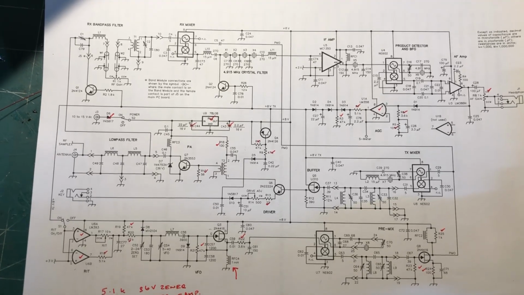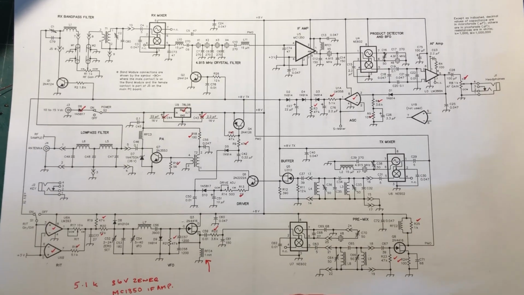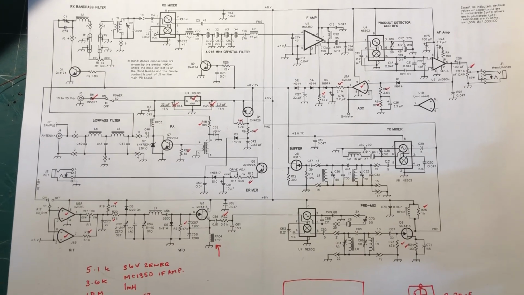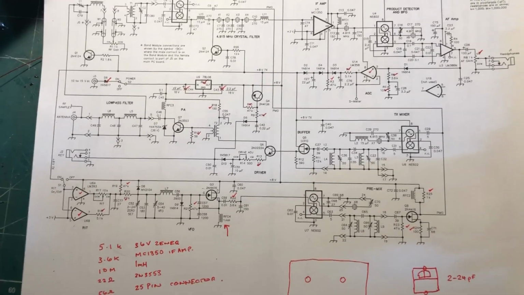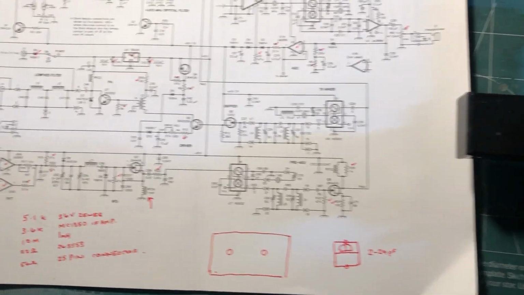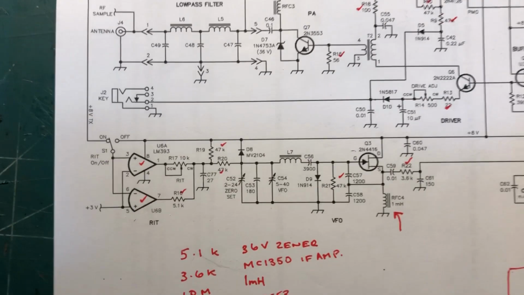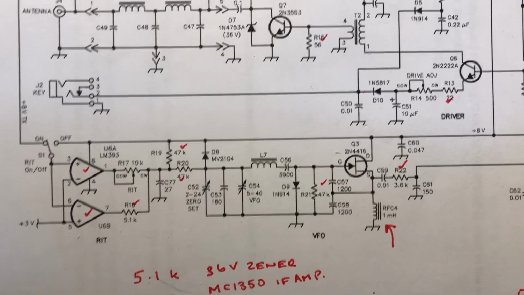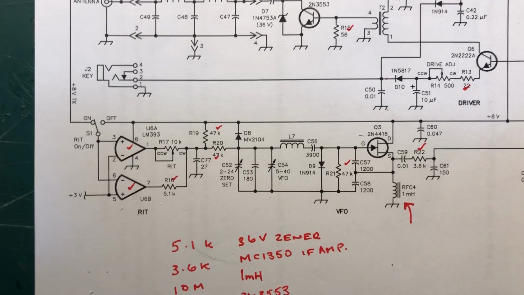So here's the circuit diagram. It's a QRP rig, as I mentioned. It uses SA602s as the mixer, and it includes an MC1350 as IF amplification. The IF itself is 4.915 megahertz. The VFO is a FET-based VFO. You can see it down here, and off to the left there is a receiver incremental tuning circuit associated with it.